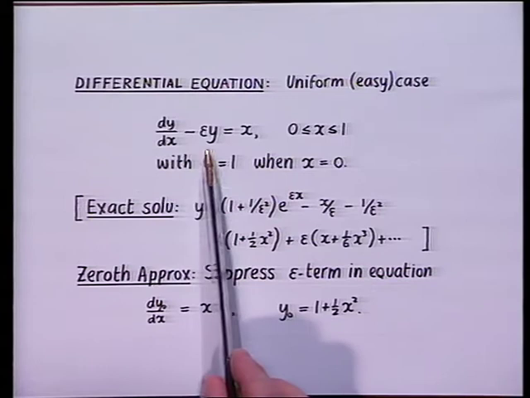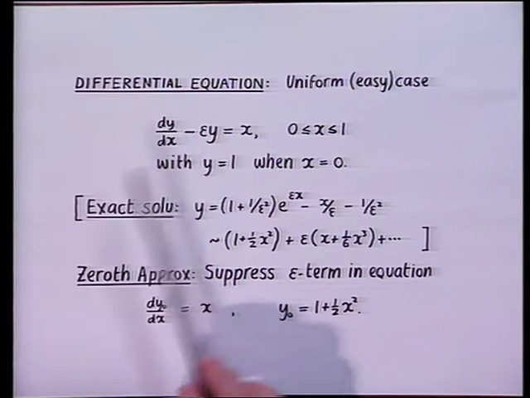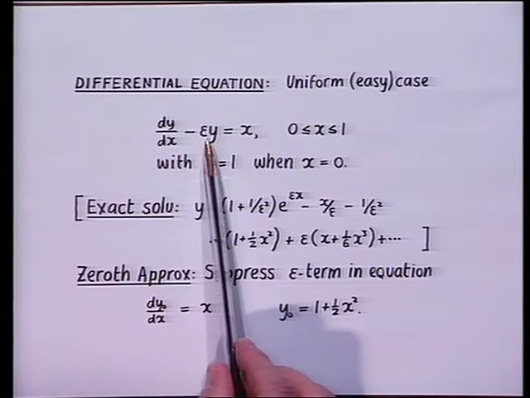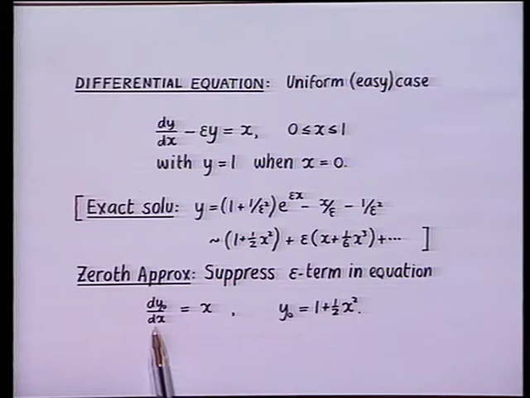Well, cast your eye on the equation again. Here it is. And if epsilon is small, surely we can throw this term away. If epsilon tends to zero, if it's a millionth or a ten millionth or something, surely that term is negligible. Well, let's suppress that term, and I'll write y naught to denote the approximation obtained by suppressing the epsilon term. So the equation reads this.